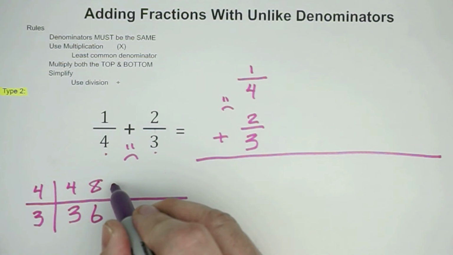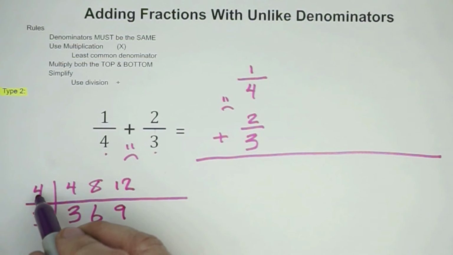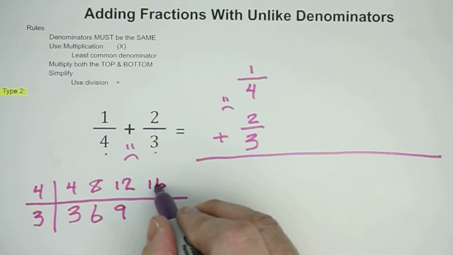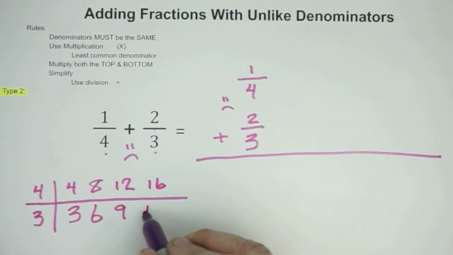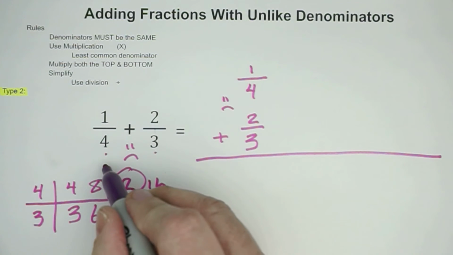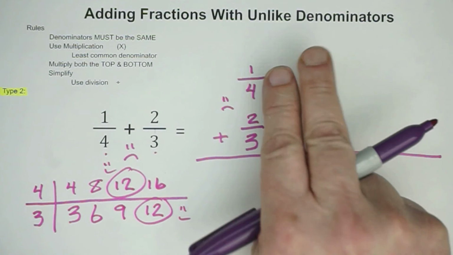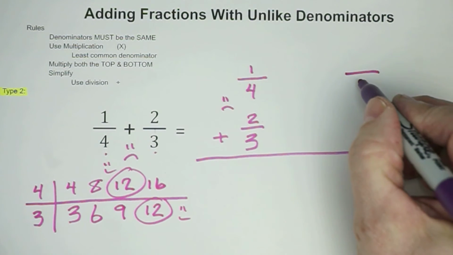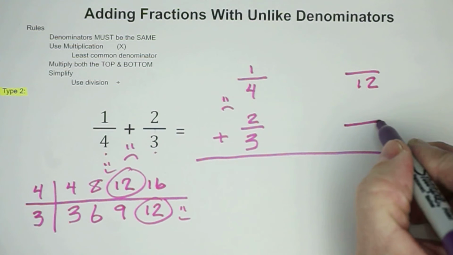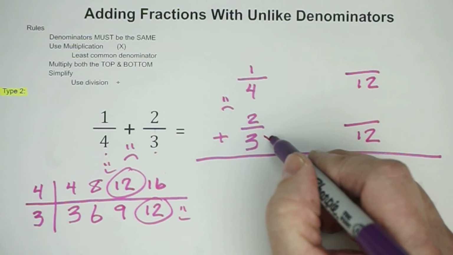3 times 4 would be 12. 3 times 3 would be 9. So let's keep going. 4 times 4 would be 16. 4 times 3 would be 12. And there we go. So we're happy, right? Because now we're going to use this number. This is what our denominator is going to be. Remember about 2 fingers, right? Give yourself a little bit of space. And so we're going to rewrite these fractions as 12ths. So remember, we used multiplication.